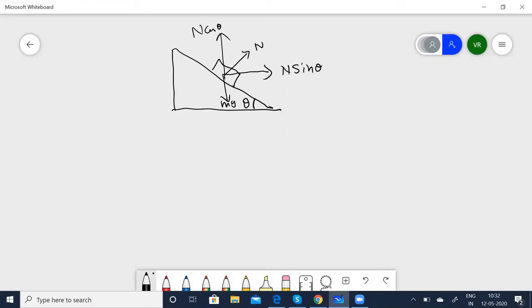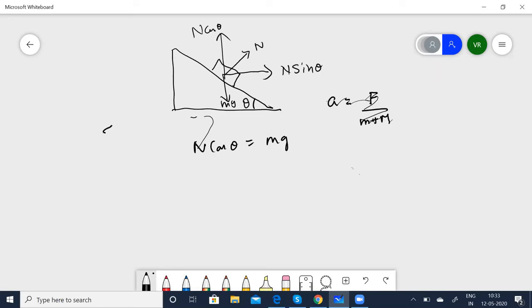So the block moves with acceleration A with respect to the ground. Let us take the acceleration to be A. In that case, A should be equal to F by M plus M, force divided by mass, but here the mass is M plus M. Now the net force along the vertical is 0, because they are equal and opposite, so N cos theta is equal to mg.